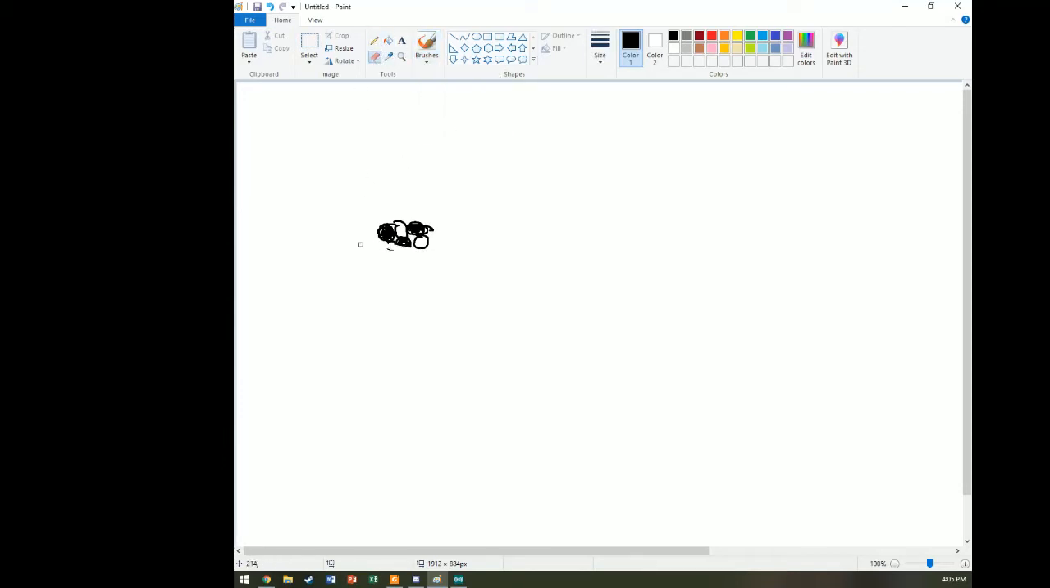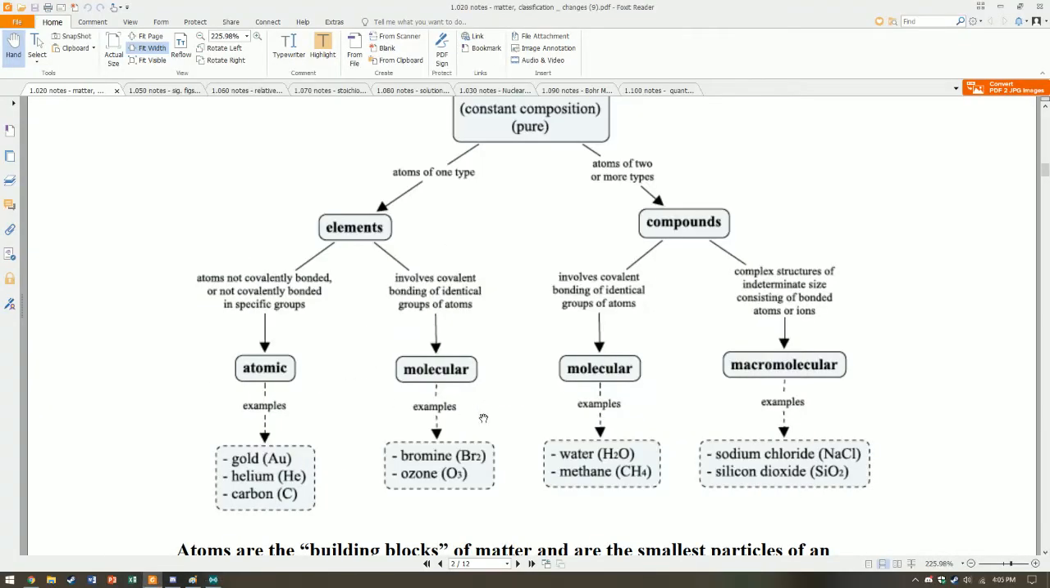I kind of suck with drawings, so you're going to have to forgive me here because I'm using MS Paint, but I suppose this is what you get for a passion project, I guess.